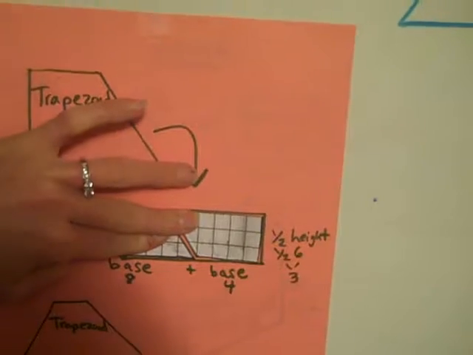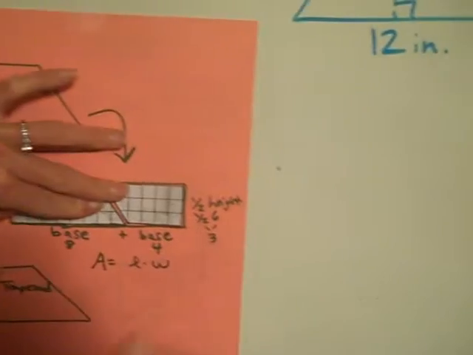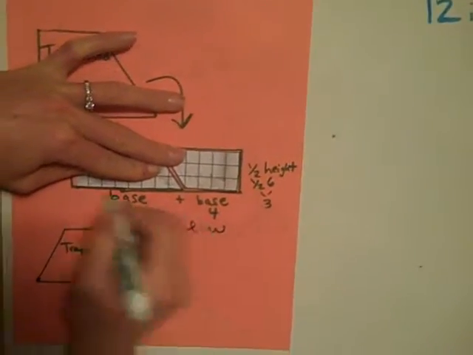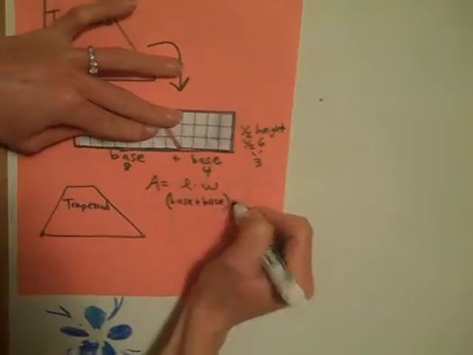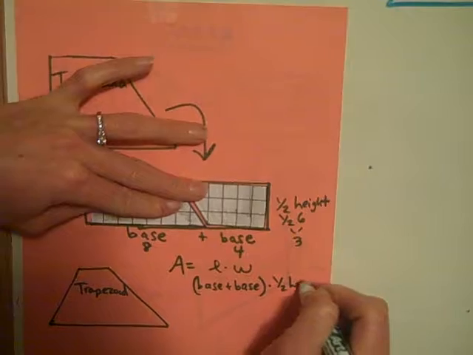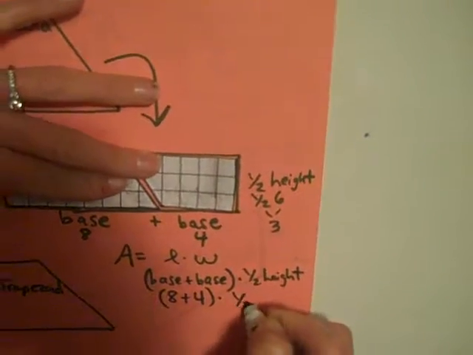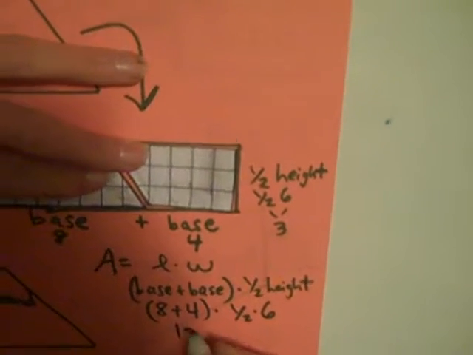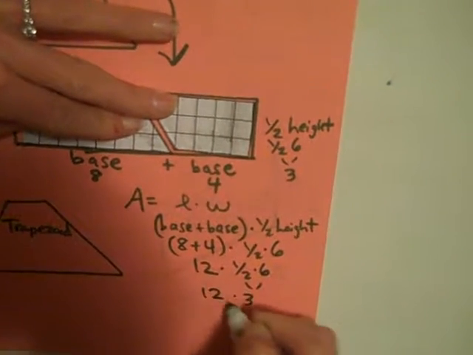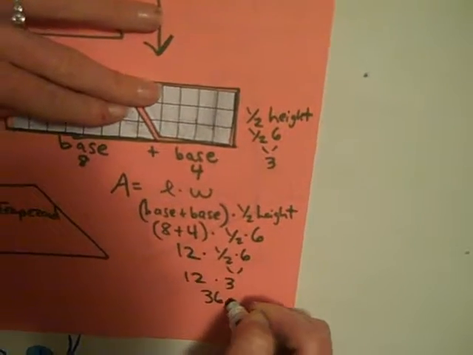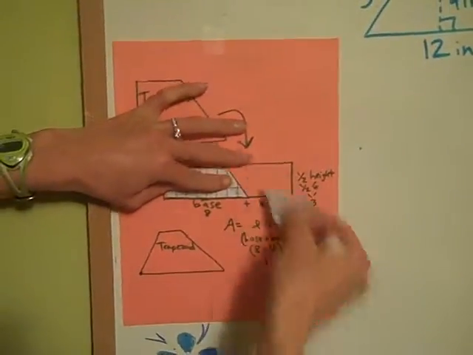1, 2, 3. So the area of this trapezoid is length times width, because it's a rectangle, but the length was the bases added together times half the height. So we had 8 plus 4 times half the height. 8 plus 4 is 12 times half the height of 6. So that's 3 times 12, which is 36 square centimeters. Okay, that was really quick. You can rewind to try and figure that out.